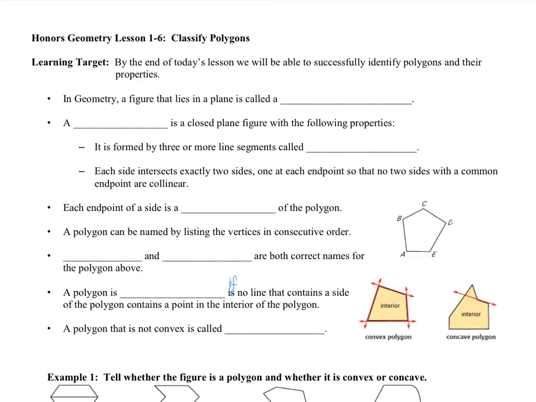Lesson 1.6, Classify polygons. By the end of today's lesson, we will be able to successfully identify polygons and their properties. In geometry, a figure that lies in a plane is called a plane figure. A polygon is a closed plane figure with the following properties.